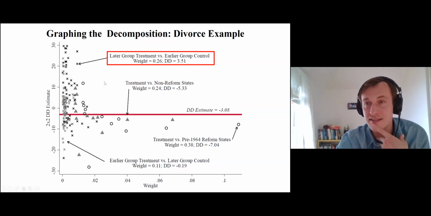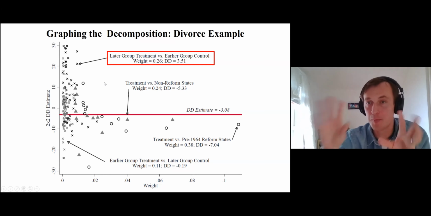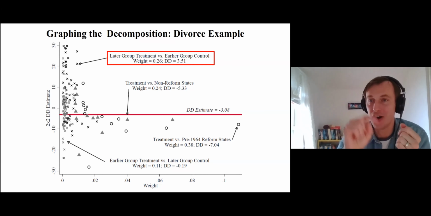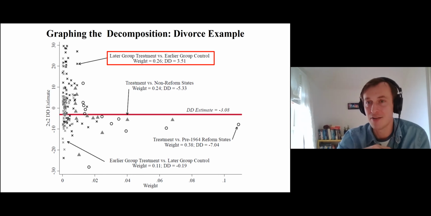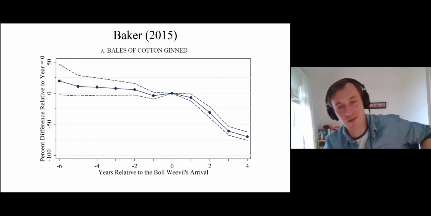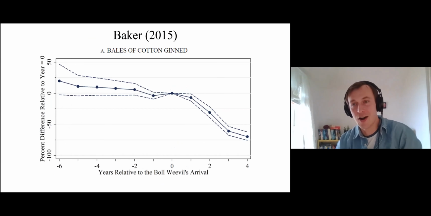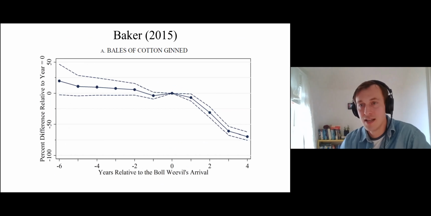And so you can already see like this decomposition plot is screaming at you. The bad ones are all here. The problematic ones are all right there. And that's very typical of where the problems should come from. And I just want to say too, once you see that this is how two-way fixed effects works, you can't unsee it. You'll see it everywhere.